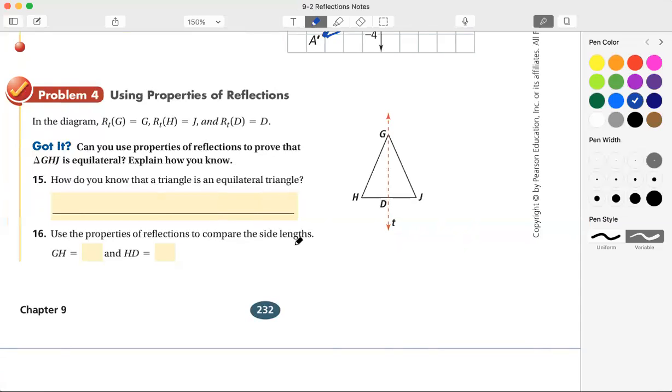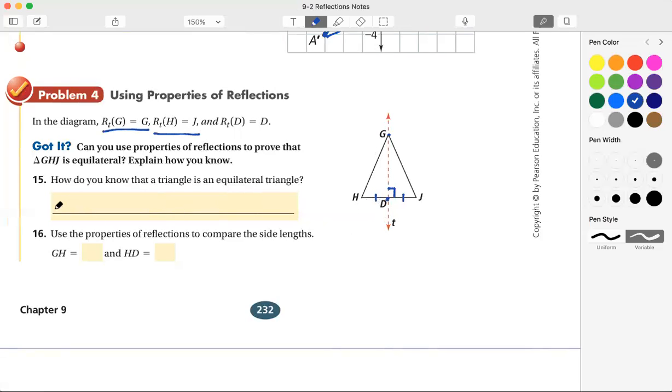All right, so what do we know here? We know this is a perpendicular line. This is equal to this. Okay. We know that G equals itself. That's from the first statement right here. We know H and J are equal. That's from this statement here. And we know that D is equal to itself. Okay, cool deal.